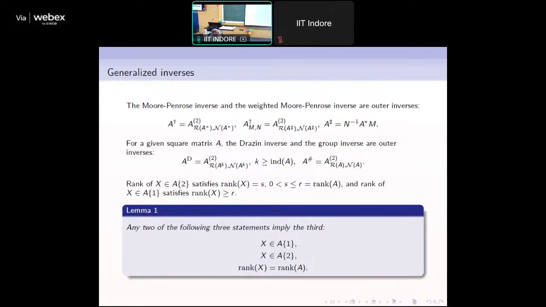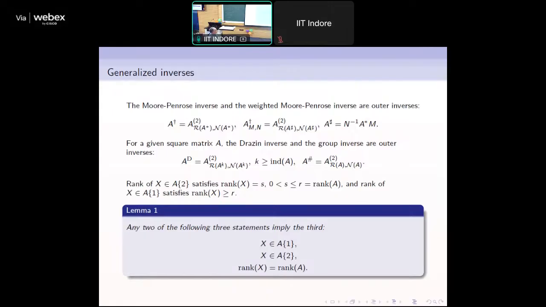What are the main differences between Drazin, generalized Drazin and weighted Drazin inverses? Here we will not investigate the generalized Drazin inverse. We will consider the Drazin and Moore-Penrose inverses. What is the difference between the Moore-Penrose inverse and the weighted Moore-Penrose inverse?